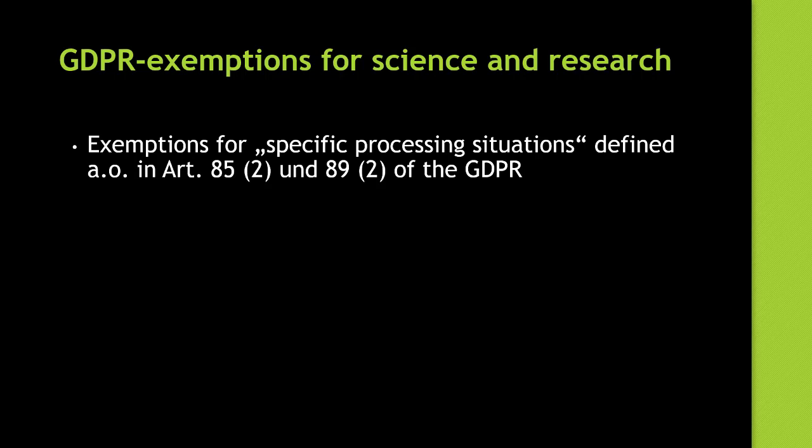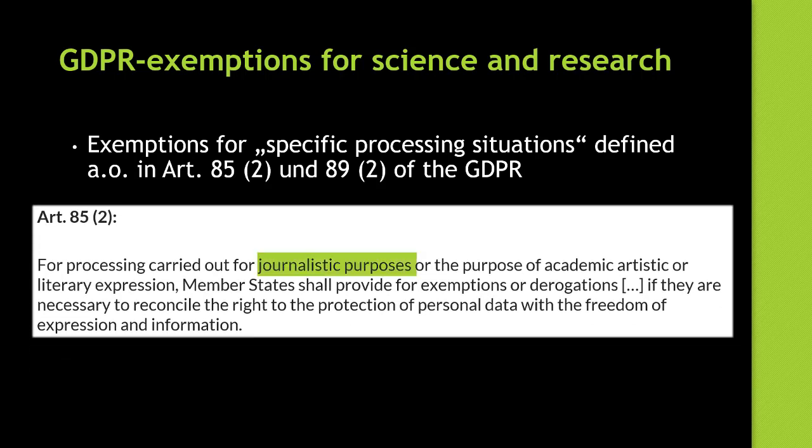For example, Article 85, paragraph 2 states, "For processing carried out for journalistic purposes or the purpose of academic, artistic, or literary expression, member states shall provide for exemptions or derogations, if they are necessary to reconcile the right to the protection of personal data with the freedom of expression and information."